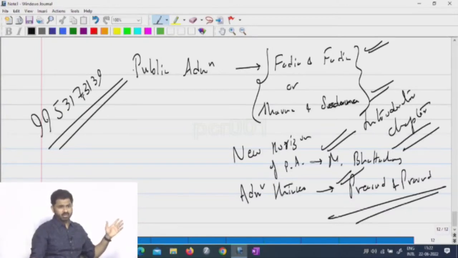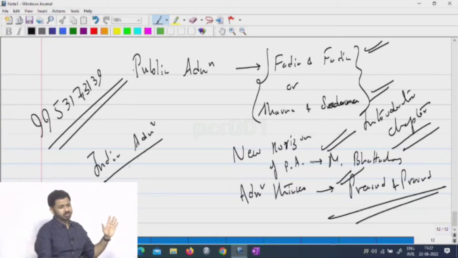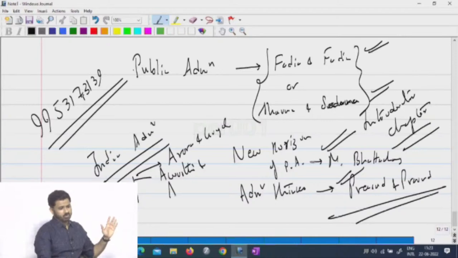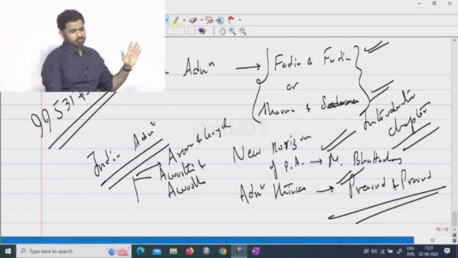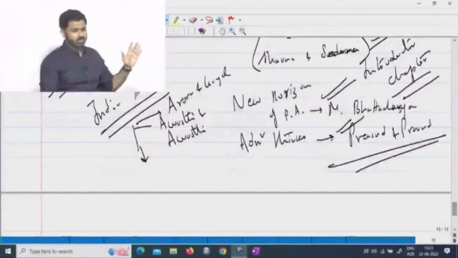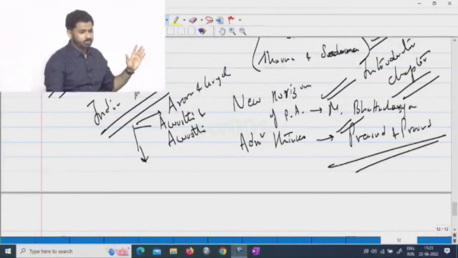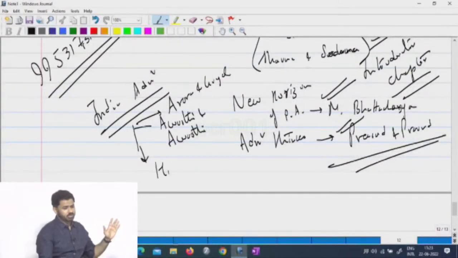For paper 2, you can have a book on Indian administration. There are 3 books by 3 different authors. One is Arora and Goyal. Another one is Awasthi and Awasthi. And the third one is Hoshiyar Singh. I will repeat the names if I have not written them properly here.